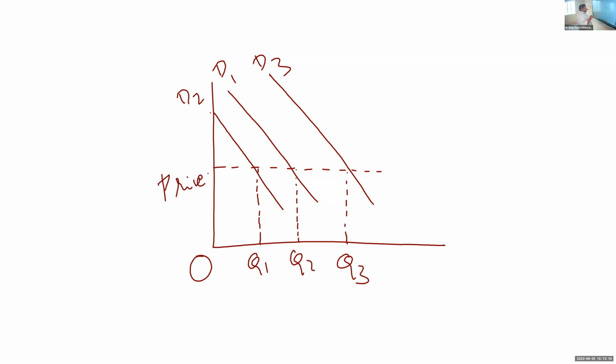Okay, can you see the screen now? Can you see the screen? Yes, sir. Okay, look here.